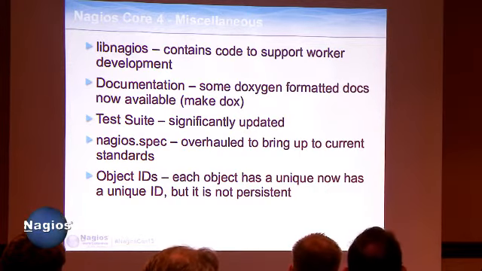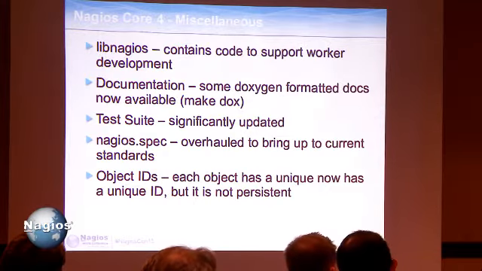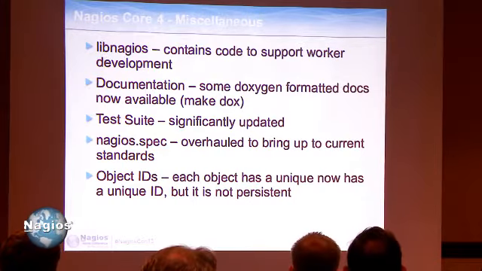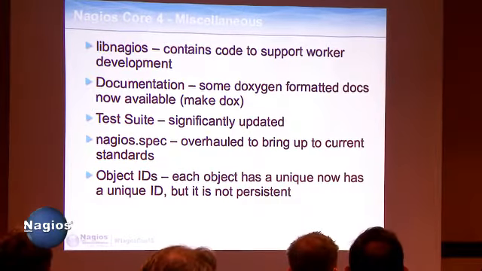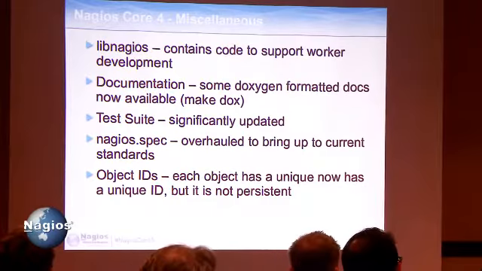Some documentation updates. Doxygen formatted documents are now available. If you run make docs from the root of the Nagios distribution, it will make a documentation subdirectory. Contains HTML documentation with interesting things for query handlers, worker processes, and some of the code. A good deal of effort has been put into the test suite, so we can test things and make sure things don't break.